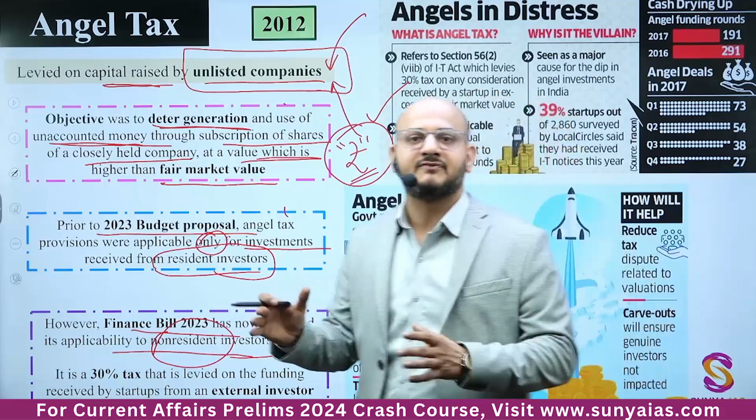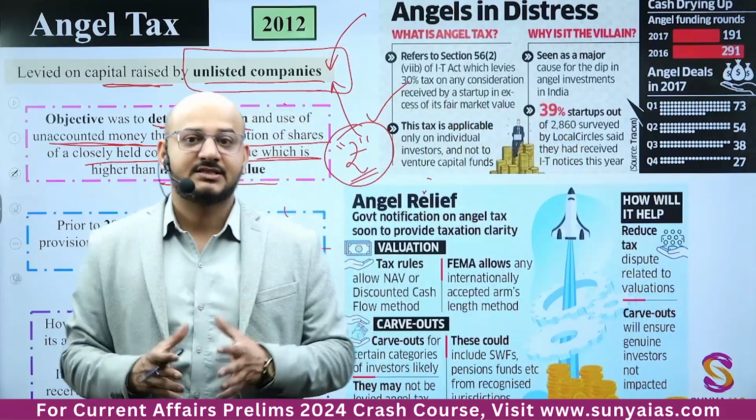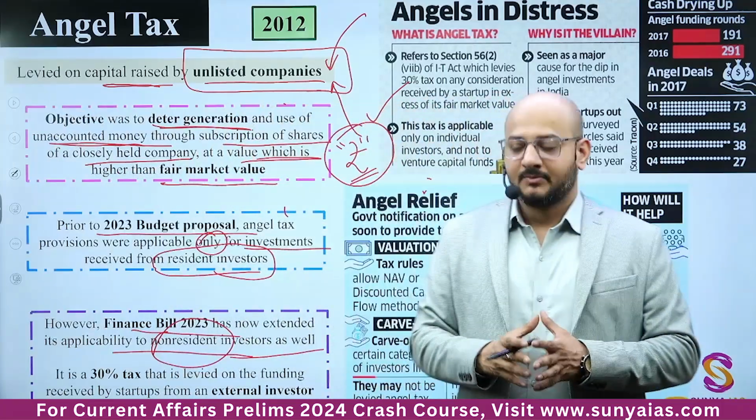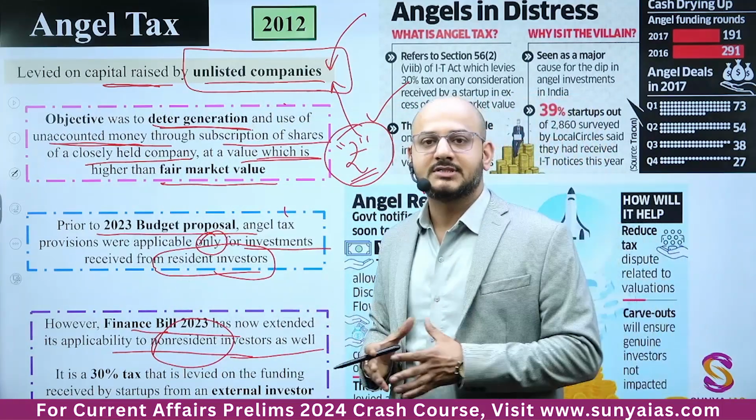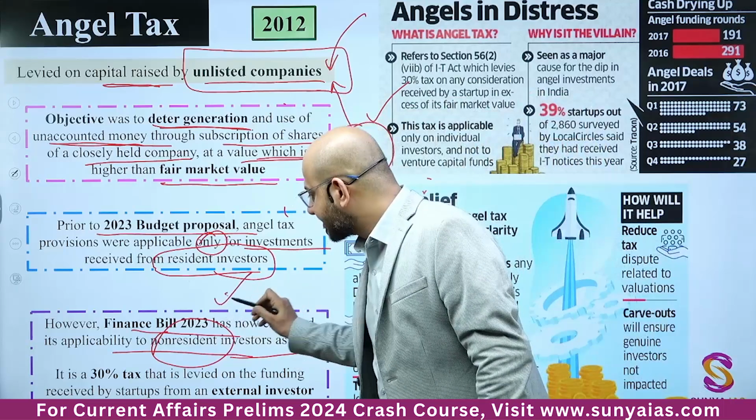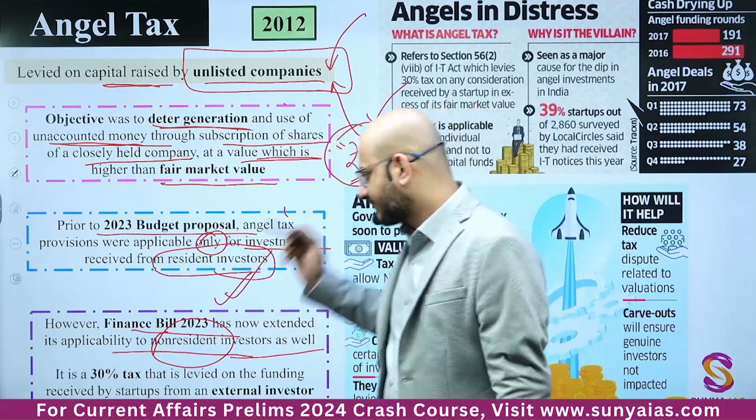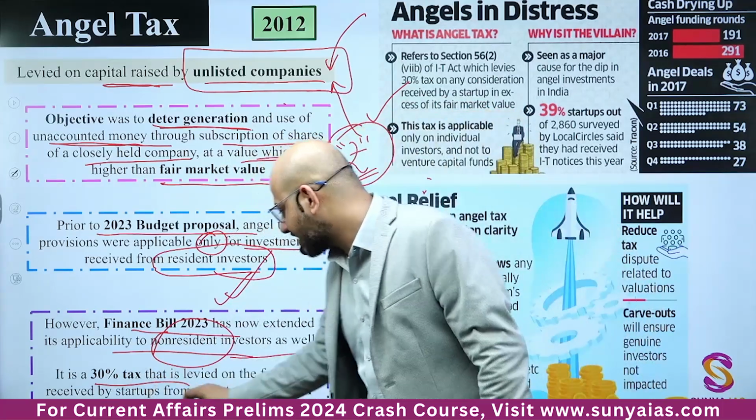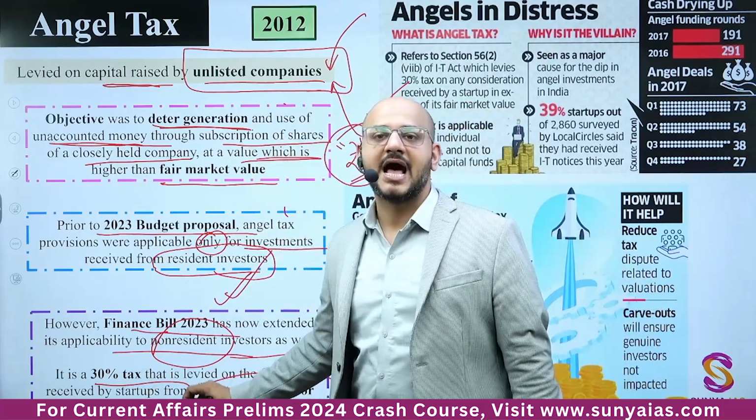So angel tax, what you have to remember for this year is the question can be on the angel tax also, because for the last 10 years it has been in the news, and the startup sector is booming in India. A lot of unicorns are there. So what changes are there this year itself? It is 30% tax that is levied on the funding received by the startups from external investors as well.